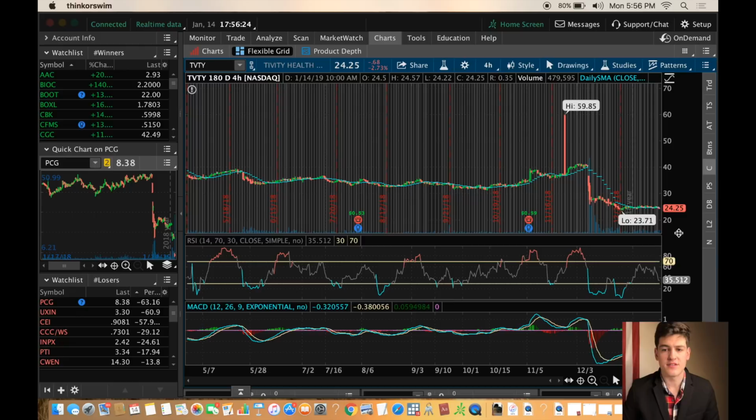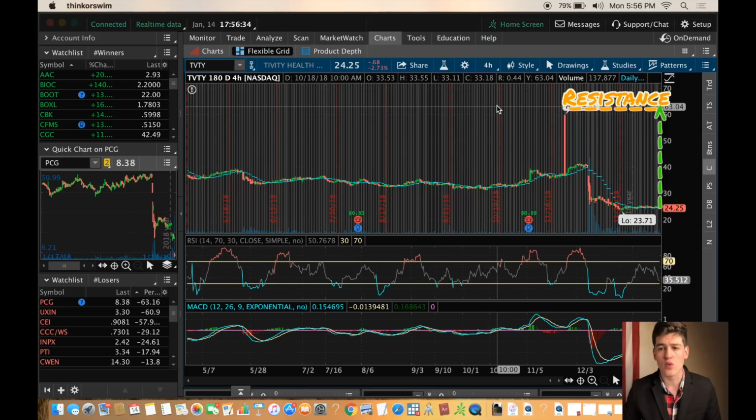I wouldn't be quick to call it upward potential all the way to 59.85 because of the fact that it had barely held there a very short period of time. But if you were really bullish, you could make that argument.